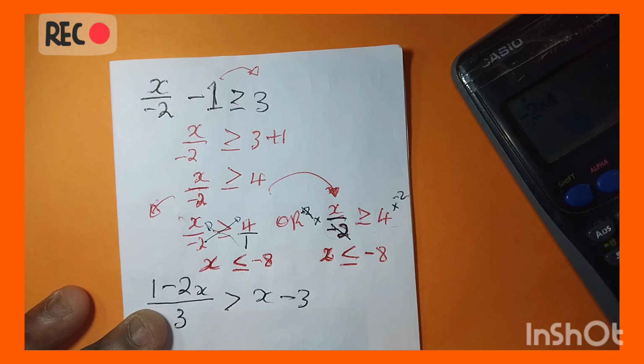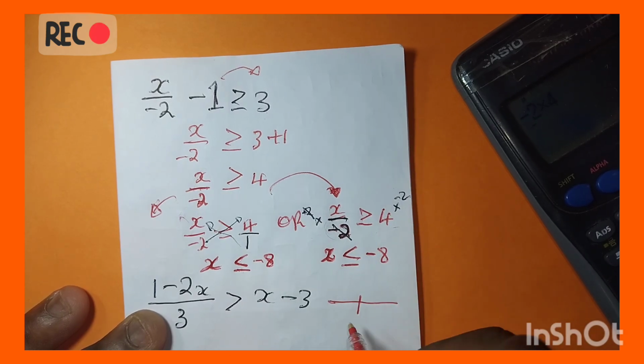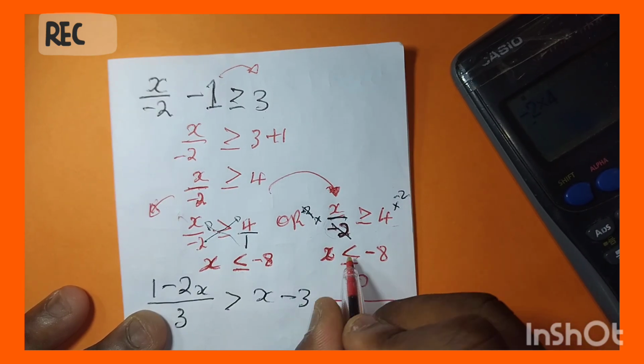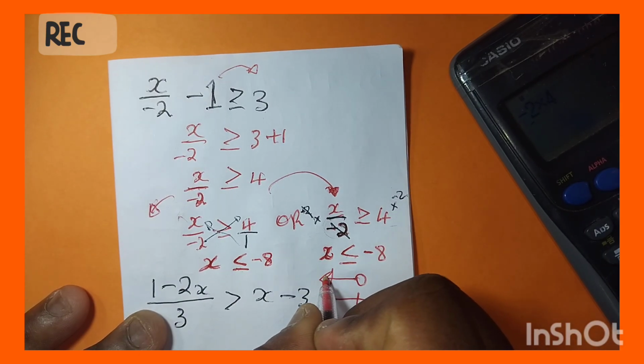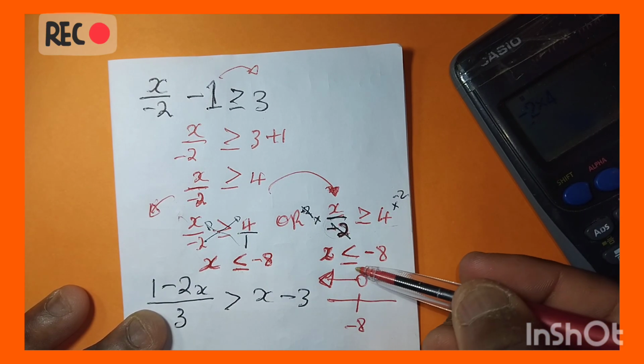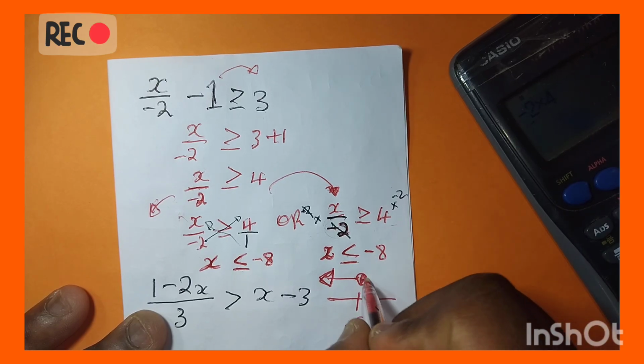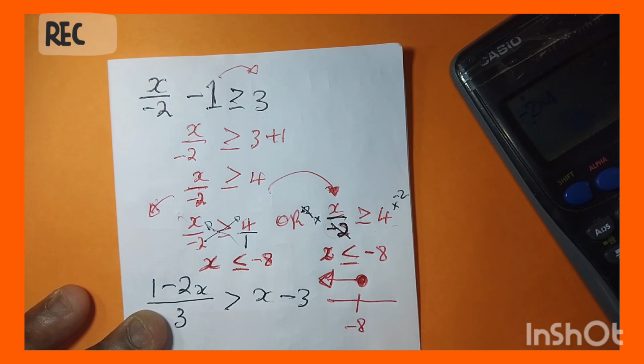Do you see? Then for you now to draw your number line, straightforward, minus 8. Then you go with that arrow. That arrow is pointing on the left hand side. But because here we have that sign, it means here we will also shade. So this one is your final answer.